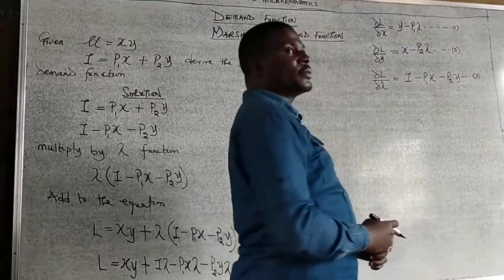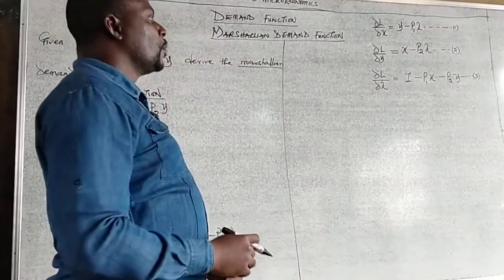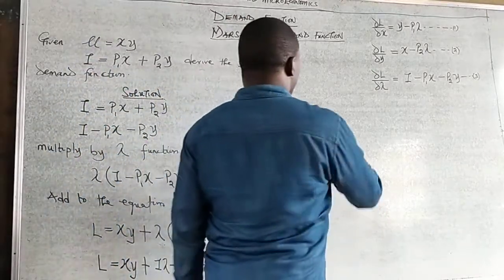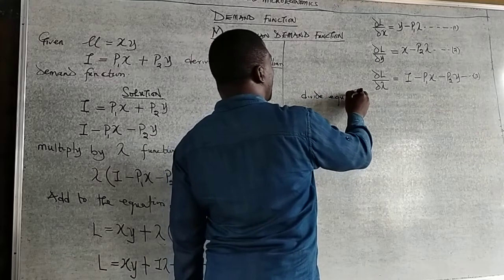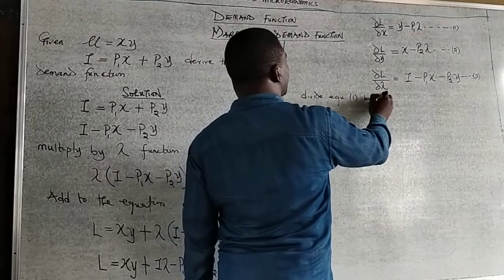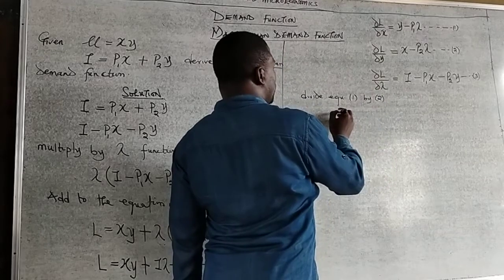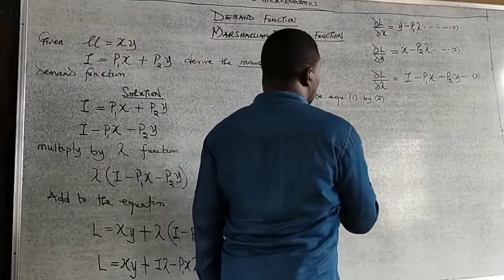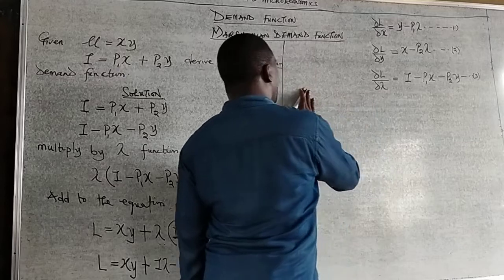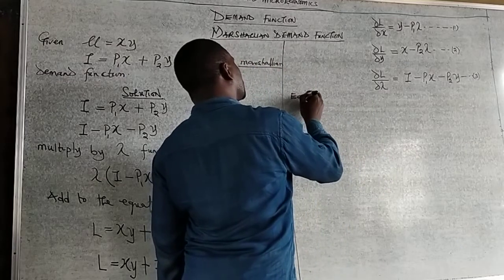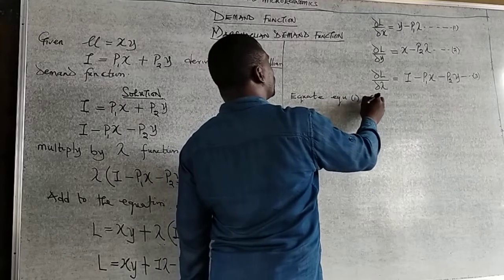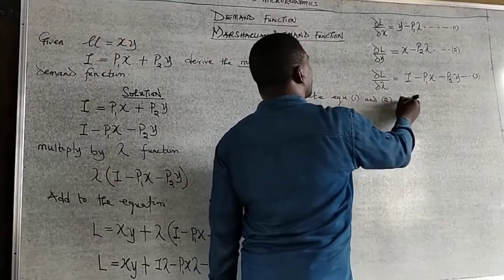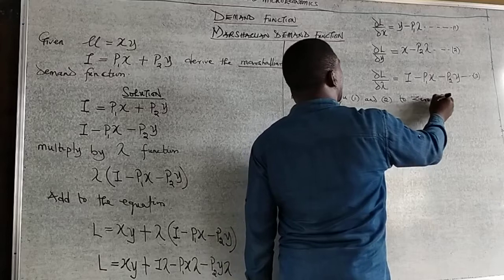Prince, are you following? So here now I can divide equation 1 by 2. So what's my equation 1? Or I can say equate equations 1 and 2 to 0 and divide.